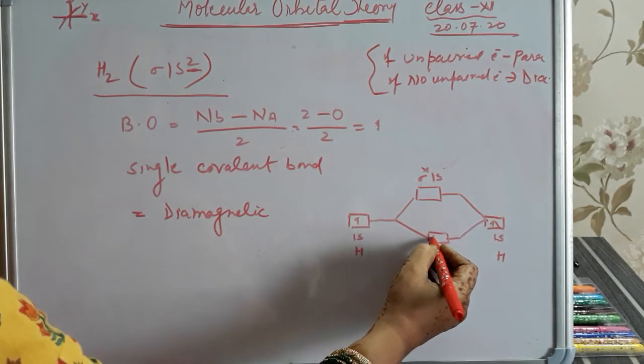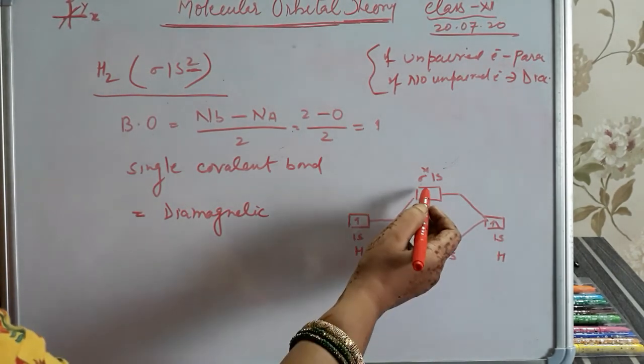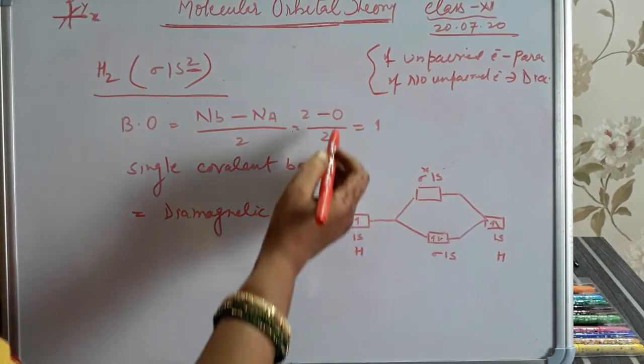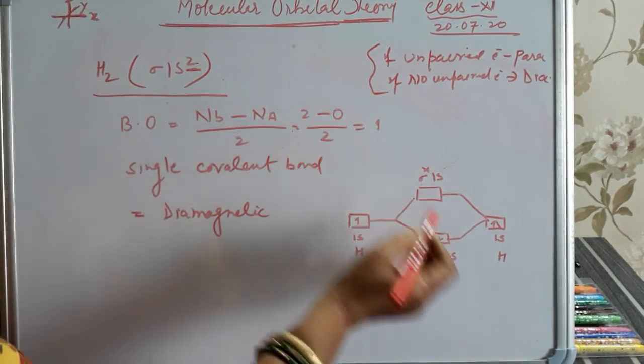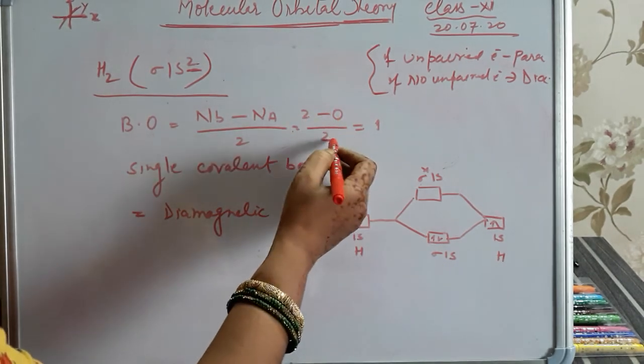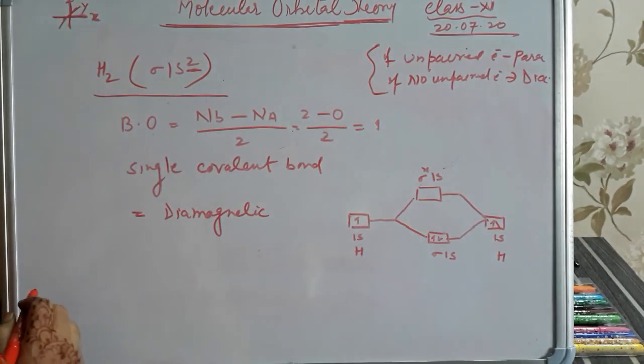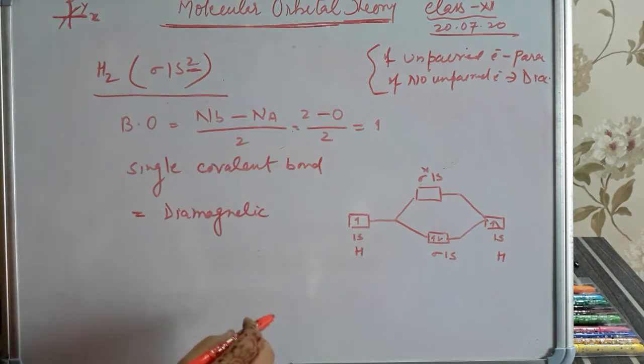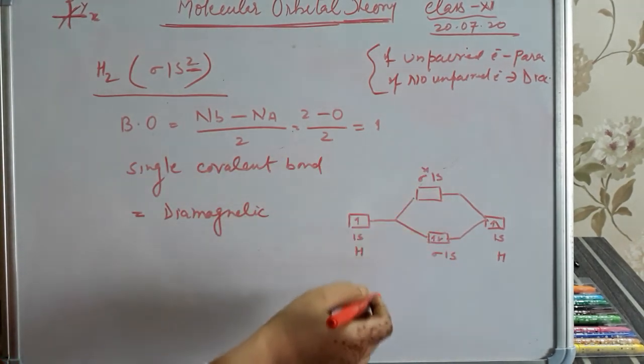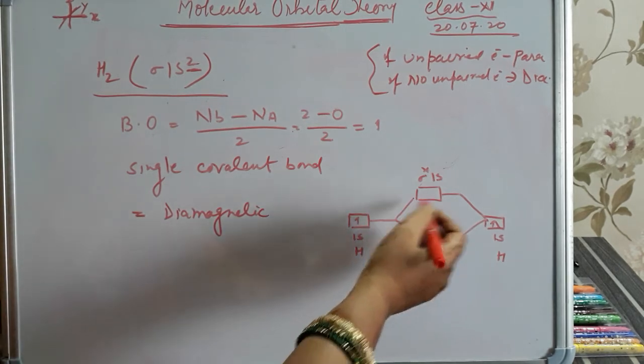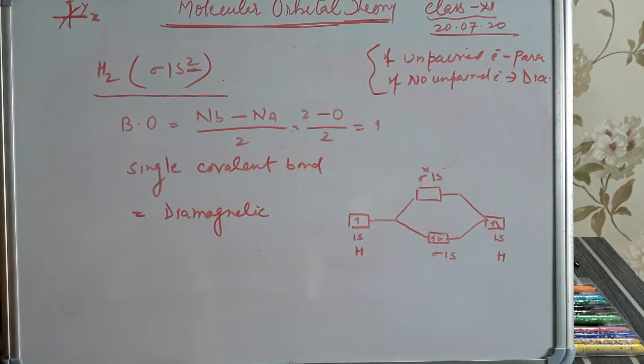Both the electrons are present in this sigma 1s2. No electron is present in anti-bonding, so we write 0 here. 2 electrons are present in bonding, so we write 2 and divide by 2. So we can find out the bond order. In this way, by representing this molecular orbital theory diagram, we can explain properties like bond order, magnetic property, and stability. Many properties we can explain by the configuration or by this diagram.